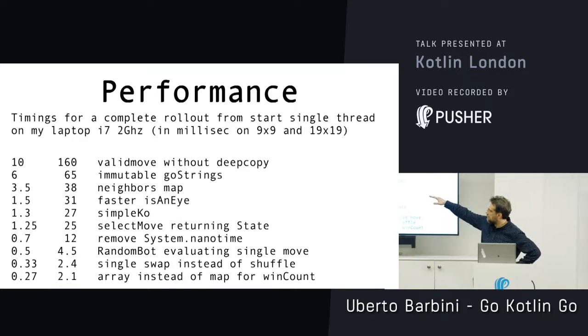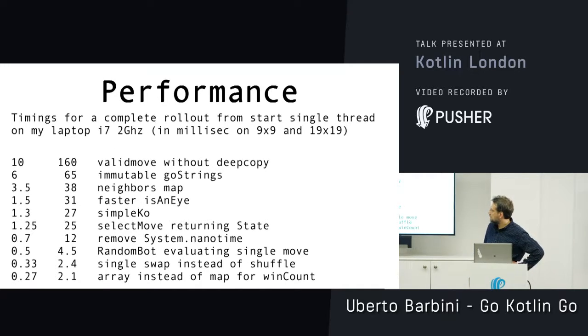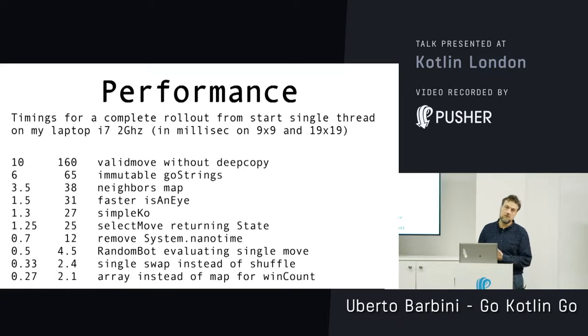Then I kept improving, and the last situation is basically 20 times faster, more or less. The main lesson learned on this performance work is that what is really important is the algorithm. Also, trying to avoid, for example, using immutable Go strings instead of mutable ones really helps performance a lot.